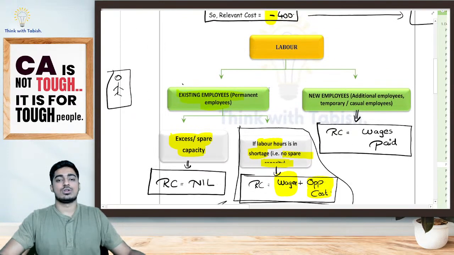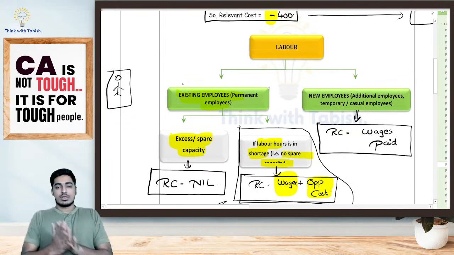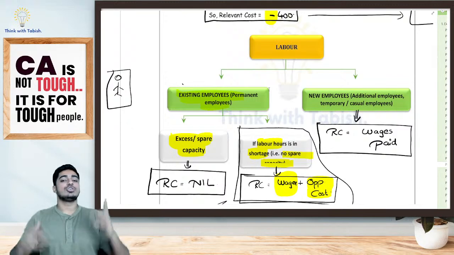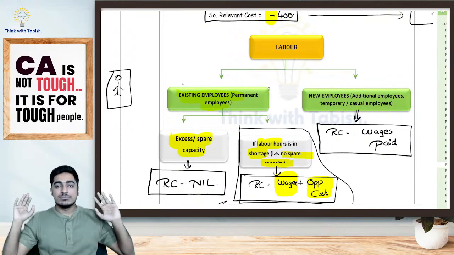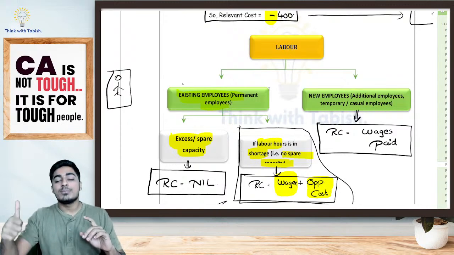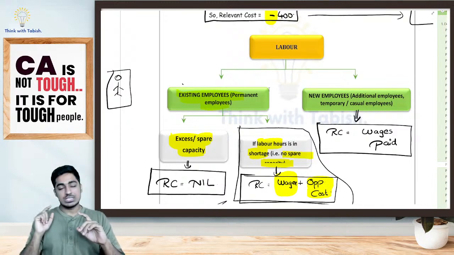So this was logic at the next level. Once we have understood the logic, next time onwards, it is just a matter of revision, cumulative revision. Now for employees, we are going to tell what kind of employees. Are we hiring new employees? If we are hiring new employees, whatever is the wages we are going to pay is going to be relevant.